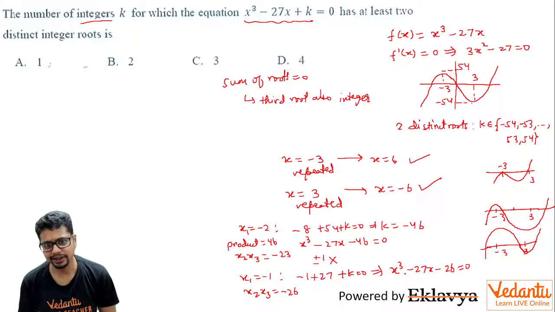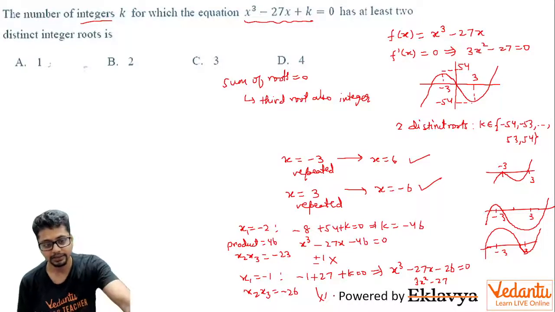Here minus 1 is definitely not a repeated root. Check it out. The derivative will be 3x square minus 27. Minus 1 doesn't satisfy this, which means minus 1 is not a repeated root. And if you see the other possible integral factors of minus 26, 1 doesn't satisfy this equation. Minus 1, anyway we have seen that it is not a repeated root.